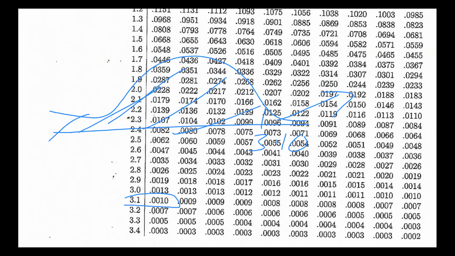Yes, sir. This area, 0.0010, is on the right side. But as we are interested in the area that is less than this value, you say 1 minus 0.0010. Did you get that? Okay. What do you get?